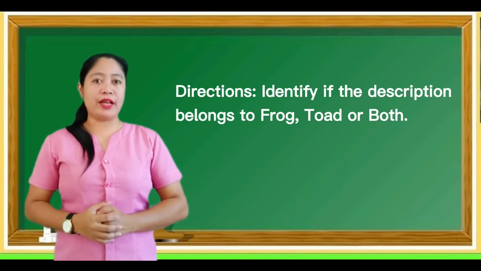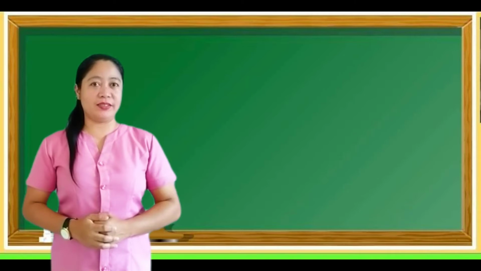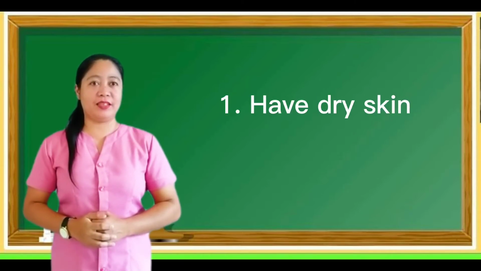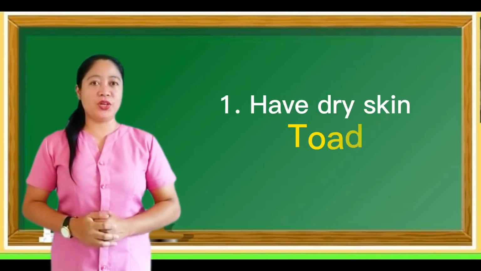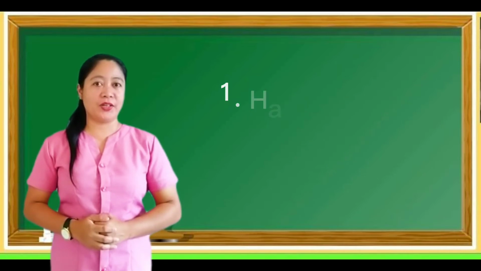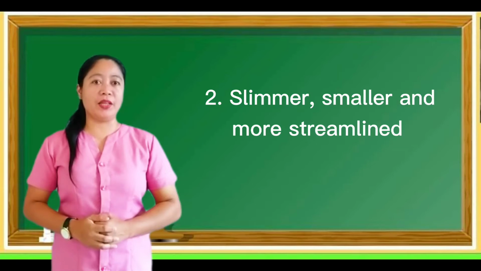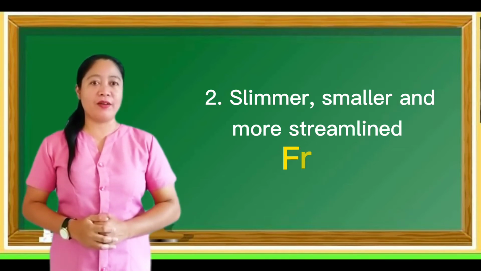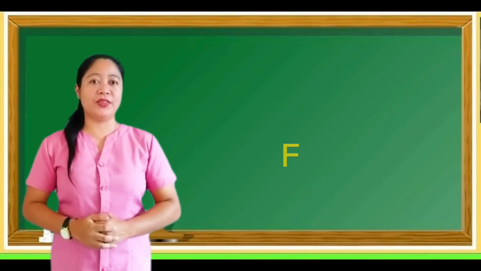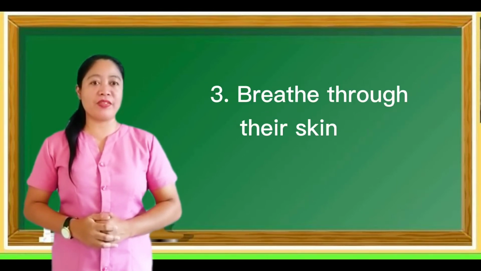Direction: Identify if the description belongs to frog, toad, or both. Number 1. Have dry skin. If you answered toad, you are correct. Number 2. Slimmer, smaller, and more streamlined. If you answered frog, very good. Number 3. Breathe through their skin. If you answered both, you are right.